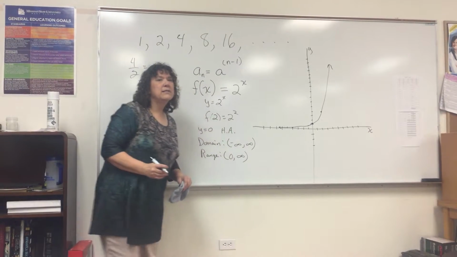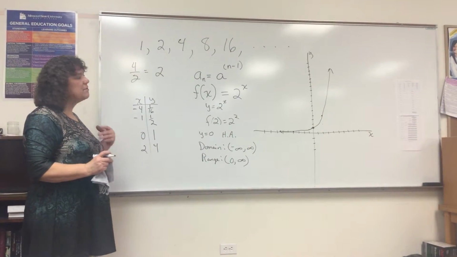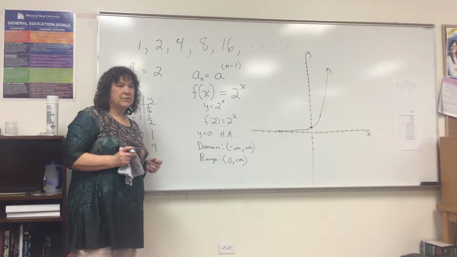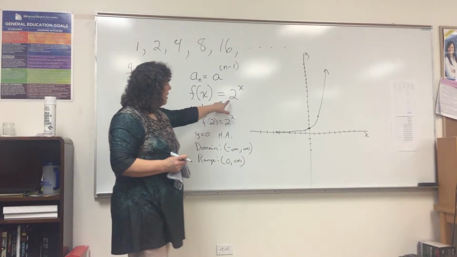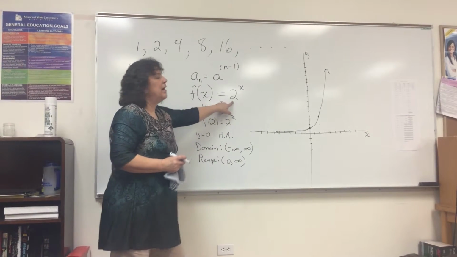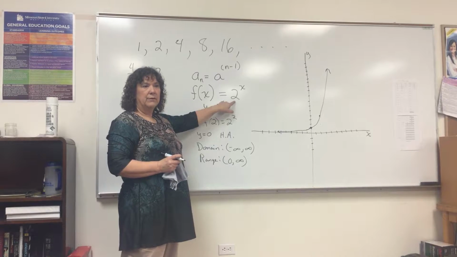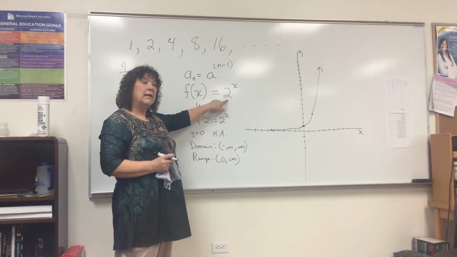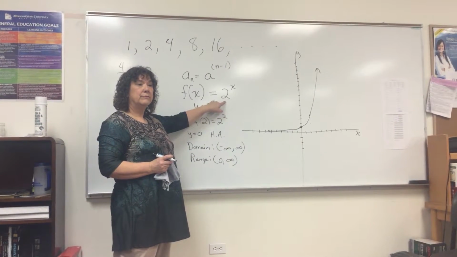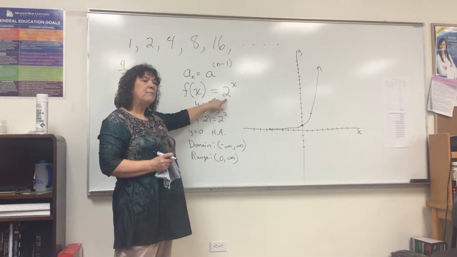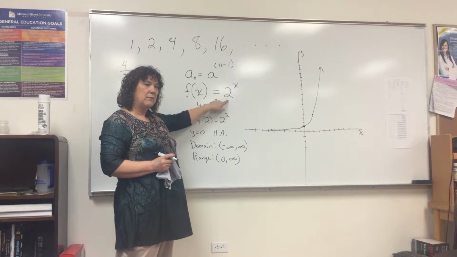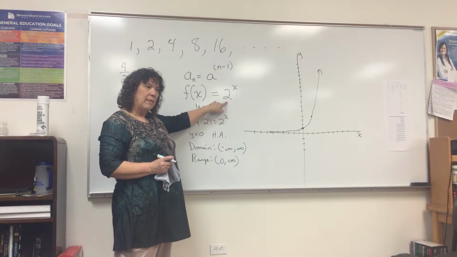Okay, let's talk about a few other things, some parameters on this. Are we ever going to have this base here be less than 0? Why not? What would happen if my base was less than 0? Just flip it over.